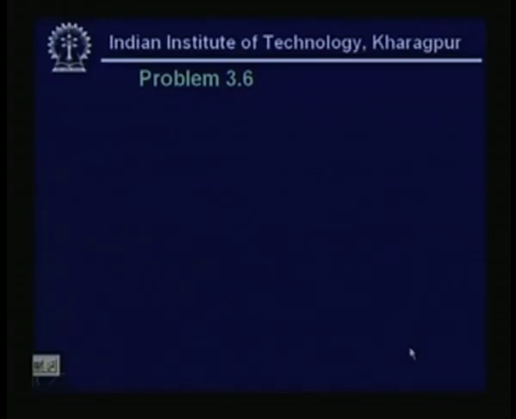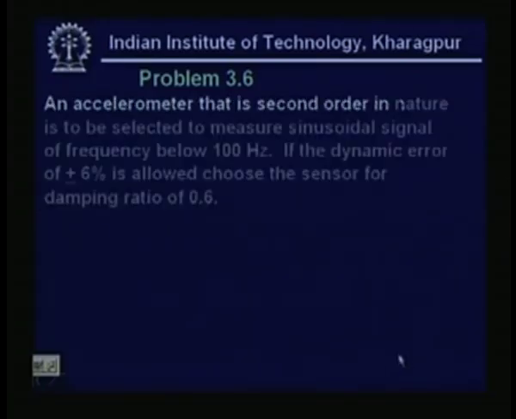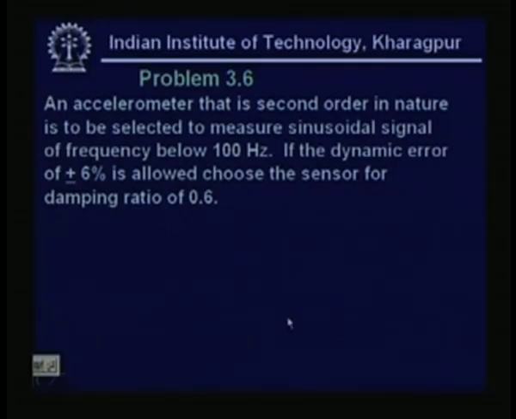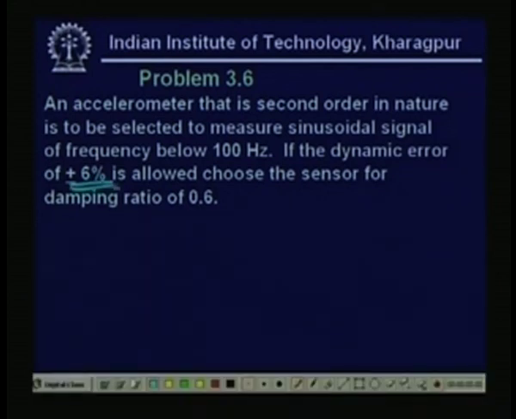Now, the last problem you will find is a second order system, so there is no question. If it is a second order system, we have to take both plus and minus of the dynamic error. That is the reason it is given. That means you have to take both plus and minus of 6%, and accordingly you will get the value of omega n. So the natural frequency of the sensor is what you have to find here.